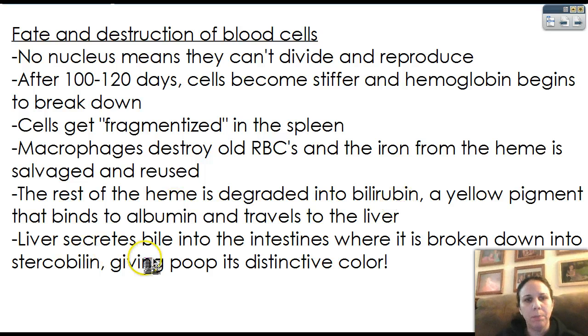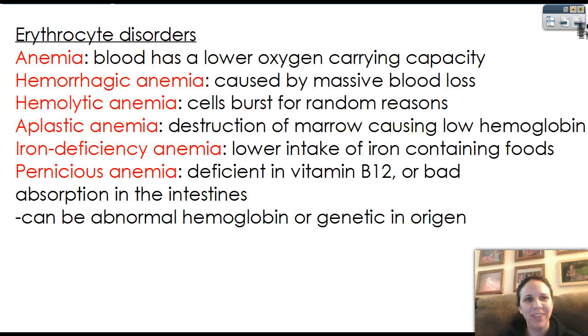The liver secretes bile into the intestines, where the bilirubin is broken down into stercobilin, and that's brown, which is what gives poop its distinctive color. So brown poo is mainly brown because of the breakdown of red blood cells. More for your knowledge. Alright, what happens if something's wrong with your red blood cells?